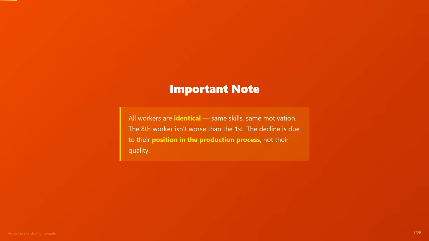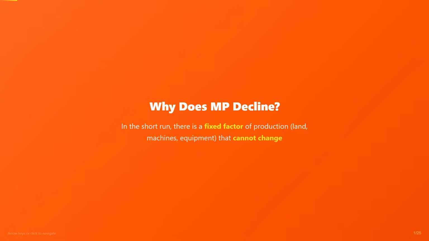Why does marginal product decrease? So why does this happen? The explanation is simple and intuitive. In the short run, we have one fixed factor of production that we cannot change. In our example, the fixed factor is the orchard itself, the land, the trees, the equipment. It's fixed, it doesn't grow. What changes is the number of workers.